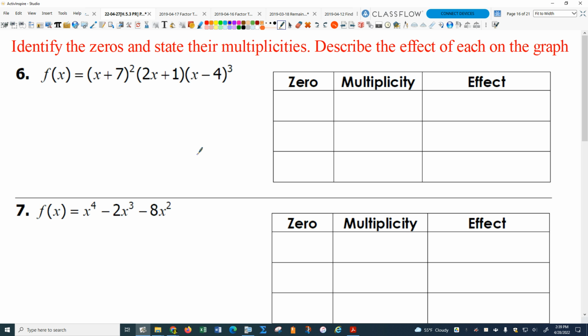We want to, for these few examples, identify what the zeros are going to be, what their multiplicity is, and what the effect is going to be on the graph.